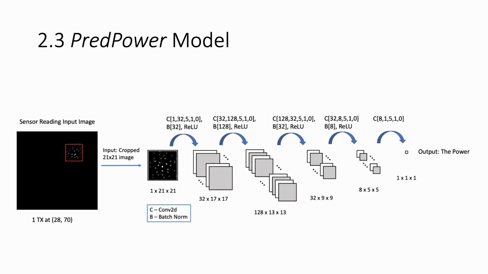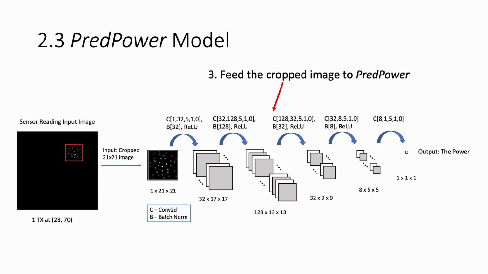Now here is a figure of the PredPower model. So first is localize using DeepMTL. So now we have the location of the transmitters. Then we crop the image. Here, we crop the image into a 21 by 21 pixel image. Here, the original image is 100 by 100, so the cropped image is a lot smaller. Then we feed this cropped image to the PredPower model.